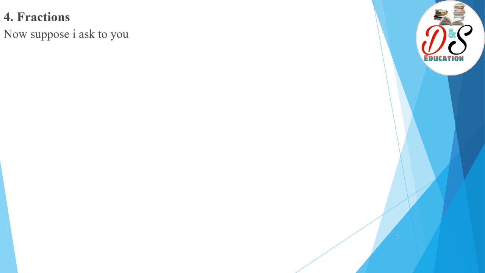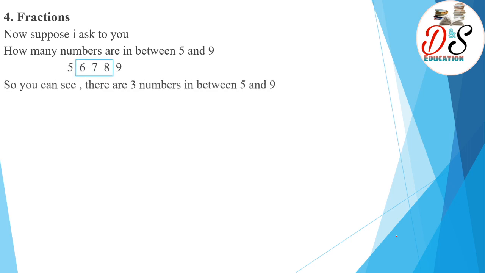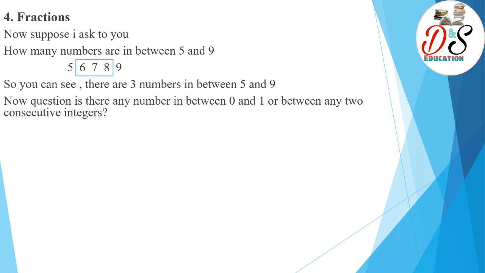So the next topic is fractions. Suppose I ask you, how many numbers are in between 5 and 9? You can easily say we have three numbers, that is 6, 7, 8. Now again I ask you, is there any number between 0 and 1, or between any two consecutive integers or any two integers, not only consecutive integers?